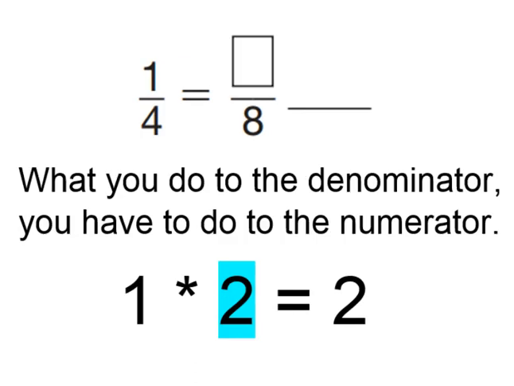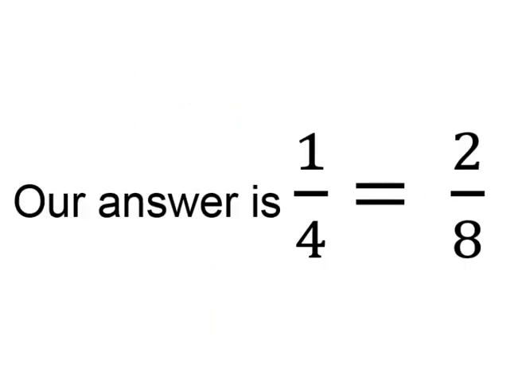Whatever you do to the denominator, you have to do to the numerator. So since we multiplied the denominator by 2, we also have to multiply the numerator by 2. 1 times 2 is equal to 2. So our answer is 1/4 is equal to 2/8. Remember that whatever you multiply or divide the numerator by, you do the same thing to the denominator. Okay, let's look at our next problem.